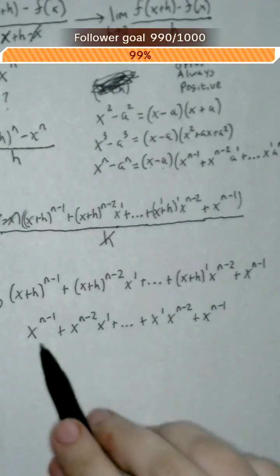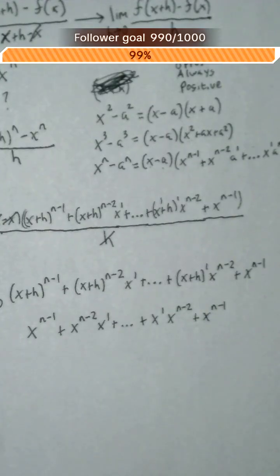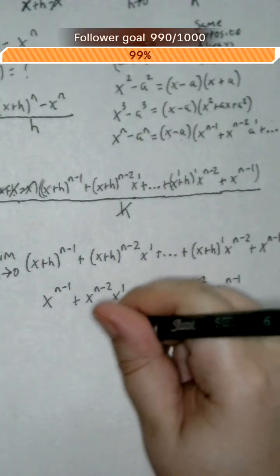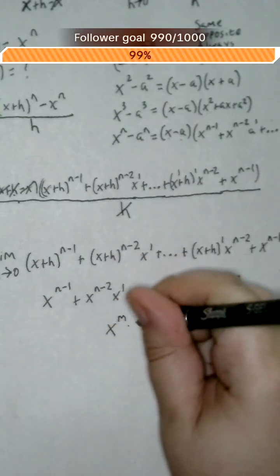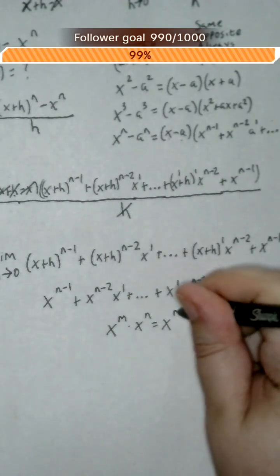So here, what do I have? Now I have one more rule that I have to use before I can finish this problem. Remember that x to the m times x to the n is equal to x to the m plus n.